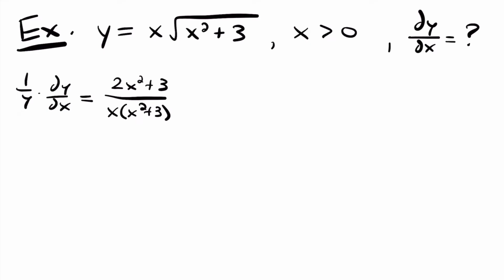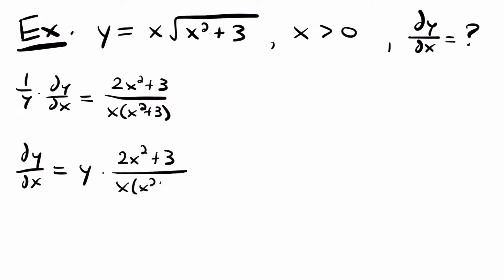And in order to do that, we're going to have to multiply both sides by y to eliminate this 1 divided by y, right? If we multiply both sides by y, we'll have y times 1 divided by y, and so those would cancel out, and we'll just have dy dx, which is exactly what we want. And so if we do that, we'll have dy dx is equal to y times (2x squared plus 3) divided by x times (x squared plus 3).